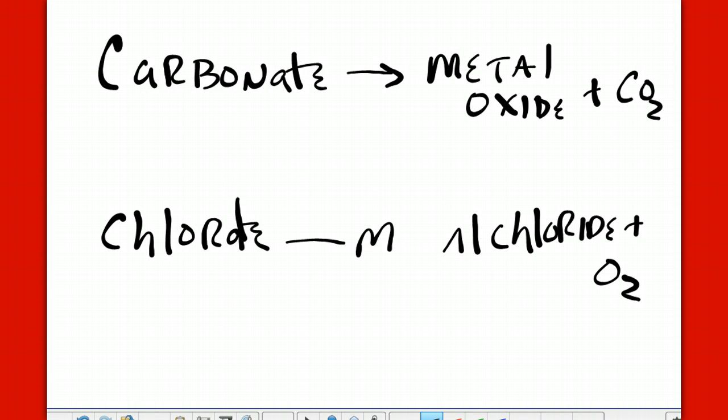Okay, there's 4 types that we have to remember. Other than the good old-fashioned ionic compound disassembles, there's 4 types. A carbonate will always split into a metal oxide and CO2. Always. Carbonate will split up into a metal oxide and CO2.